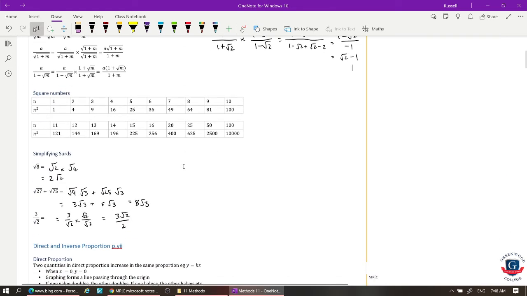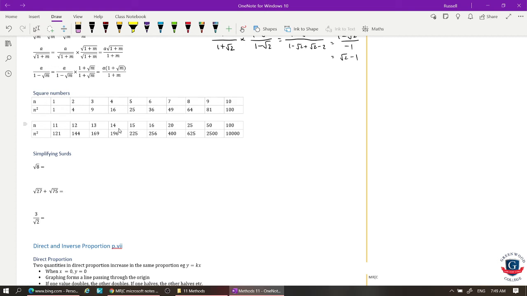Now, to simplify surds properly, we do need to know our square numbers. So there's a whole heap here. I'd specifically draw your attention to these ones: 169, 196, 225, 256. The relatively common ones that come up, so that you should know that the root of 225 is 15 and the root of 196 is 14. But in this case we've got some rather simple ones.